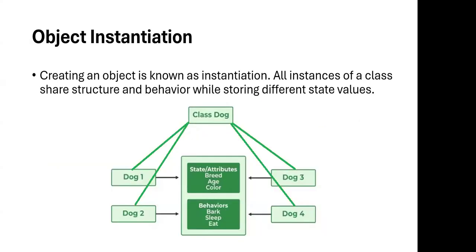So for example here, suppose we have a class that is dog, right? And we are trying to create several objects. For the dog, we are creating four dogs in this example: dog 1, dog 2, dog 3, dog 4. And all the instances are of a class that shares structures and behaviors while storing different state values. So we say that in the previous slide, the state values means the attributes.